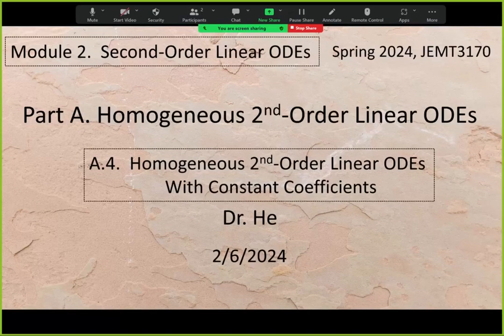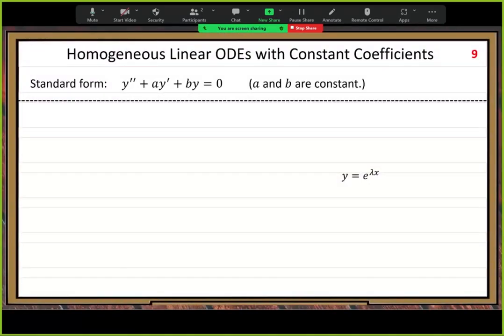8.4, this simplest problem. The current equation, A coefficient, B coefficient, they are constant, the simplest. Solution. How to solve it.